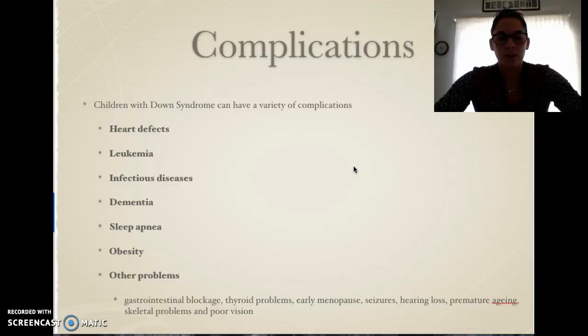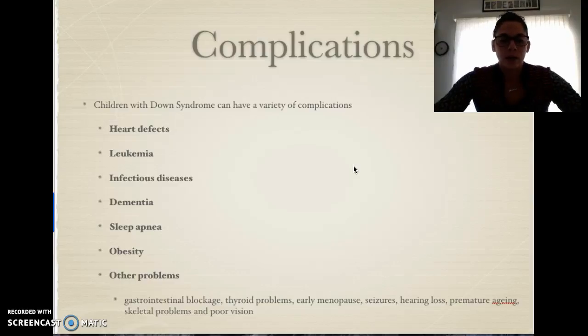Infectious diseases. Because of the abnormalities in their immune systems, children with Down syndrome are more susceptible to getting infectious diseases like pneumonia. Dementia, this is later in life. Individuals that have Down syndrome are at increased risk. They'll see symptoms and signs of dementia developing before age 40.